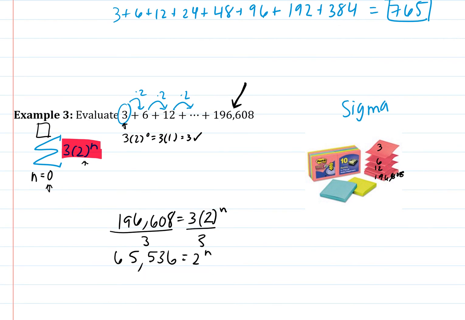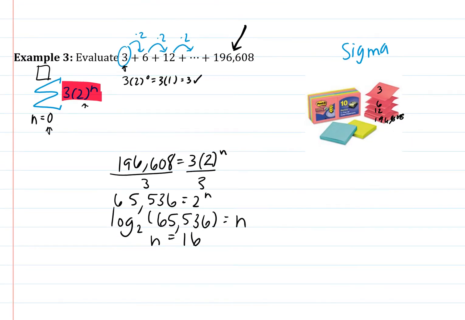We're going to isolate the base, turn it into a logarithmic equation, and we get that n is 16. And you can check if you want. Make sure 3 times 2 to the 16 really does give you 196,608. Okay, so that works. So we're going to put 16 here.